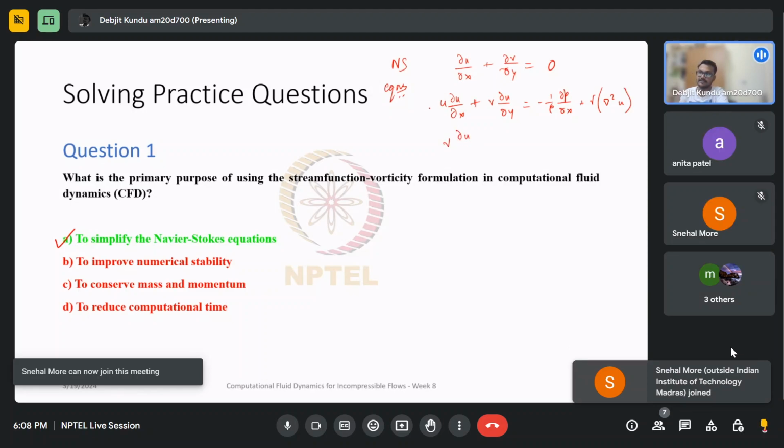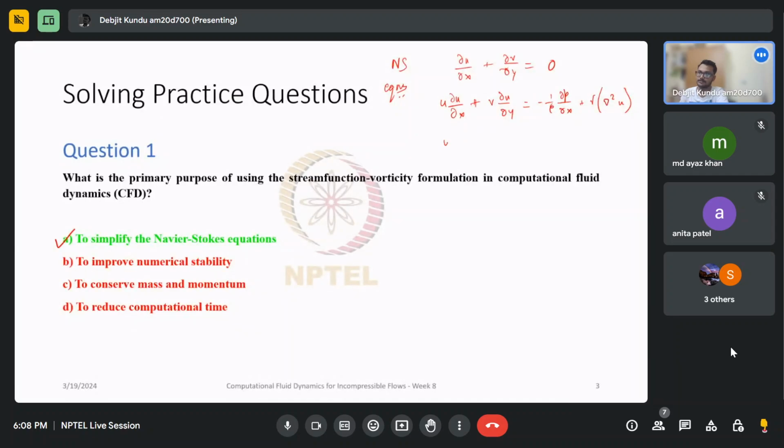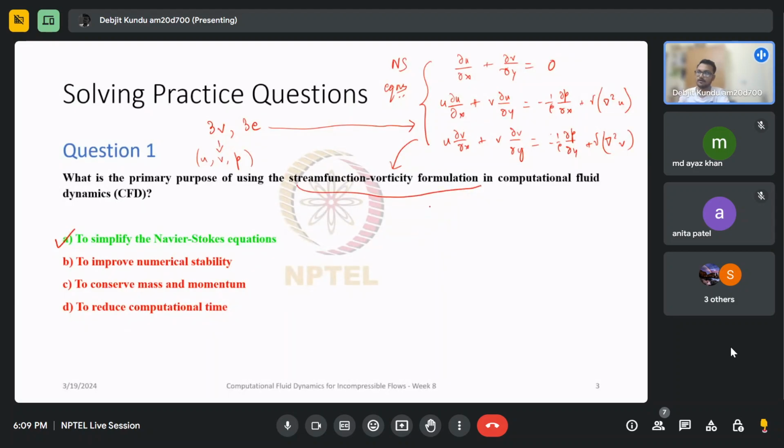This is the x momentum equation. Similarly, there will be a y momentum equation as well, which is u ∂v/∂x + v ∂v/∂y = -(1/ρ) ∂p/∂y, and again ν times ∇²v. This is the y momentum equation. Basically, if we look at the whole thing, we have three unknowns and three equations. The variables are u, v, and p, the pressure: the two velocity components and pressure, and three equations as we wrote here. Once we convert this into the stream function vorticity formulation, it boils down to only two unknowns and two equations.